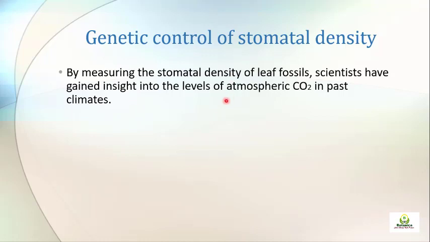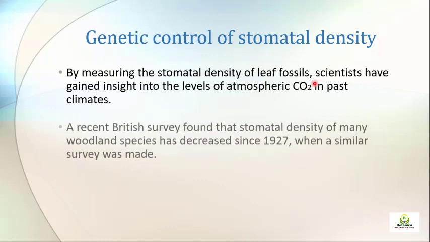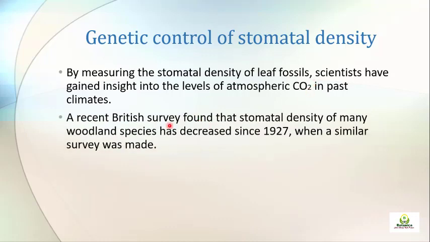On the leaf fossils, they noticed that the atmospheric CO2 level was low in the previous 100 or 50 years, and now it is changing. A recent survey carried out in London, or we can say England, found that the stomatal density of many woodland species has decreased since 1927, when a similar survey was made. They compared the stomatal numbers from the 1927 survey to the recent survey.